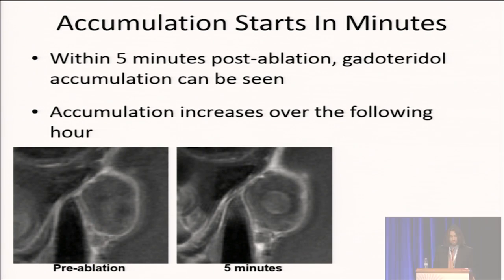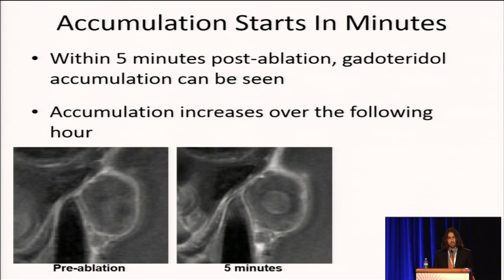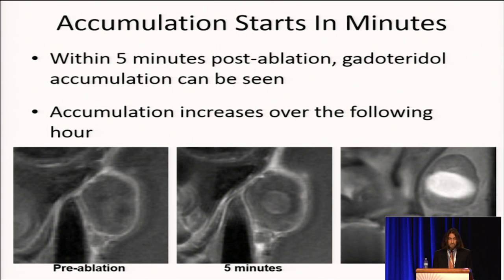Okay, so we found that accumulation starts within minutes post-ablation, and within 5 minutes you can already see the gadoteridol leaching into the area around the rim of the ablated region, as seen in that image below. But the biggest change comes several hours later when there's a substantial accumulation not just in the rim, but also within the entire ablated volume of the tumor.